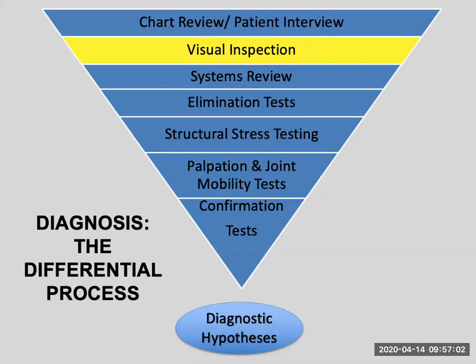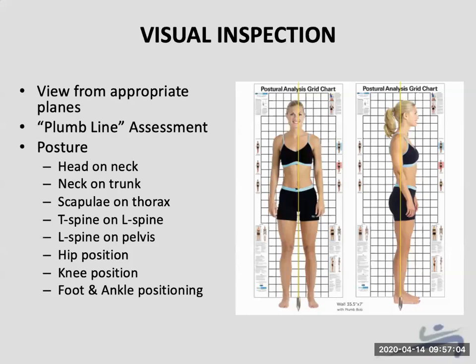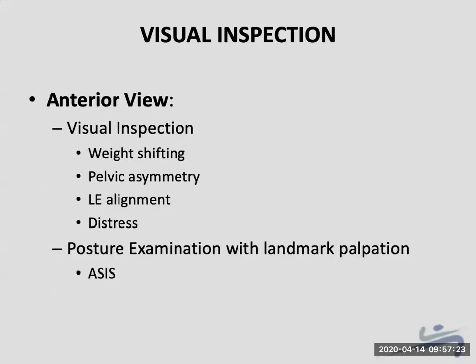All right, now on to visual inspection. So our plumb line assessment here, an important consideration is that we want a systematic way of approaching this. Some people like to start from the head and work their way down. Some people like to start from the feet and work their way up, just as long as we have a systematic process as we're going through this.